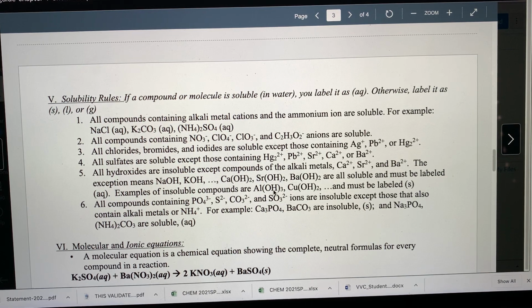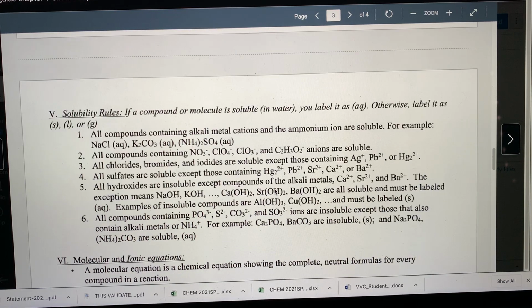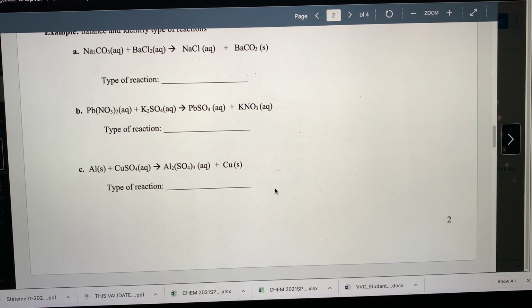Okay. All right. So we'll continue in the next lecture. We'll talk more about the reaction types, and then we'll move on to the calculations.